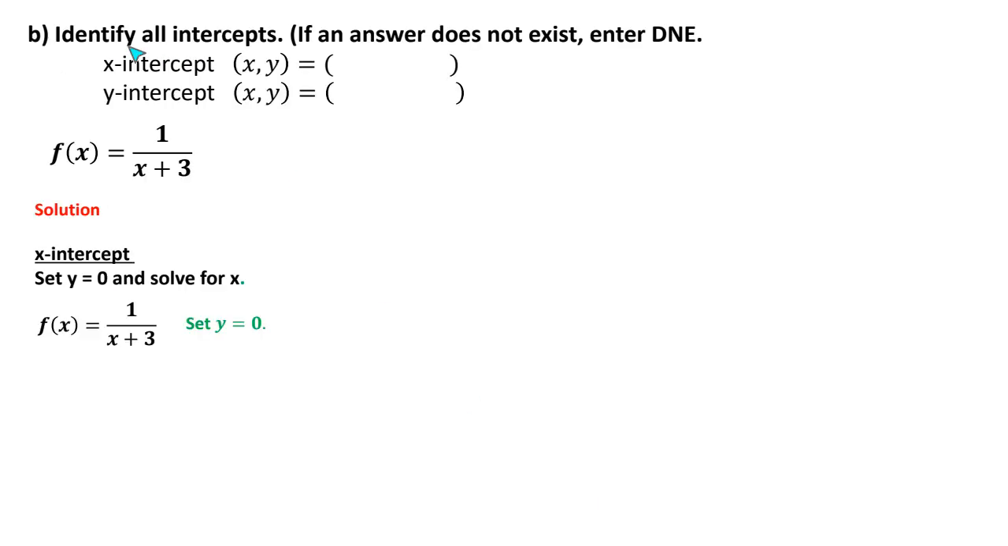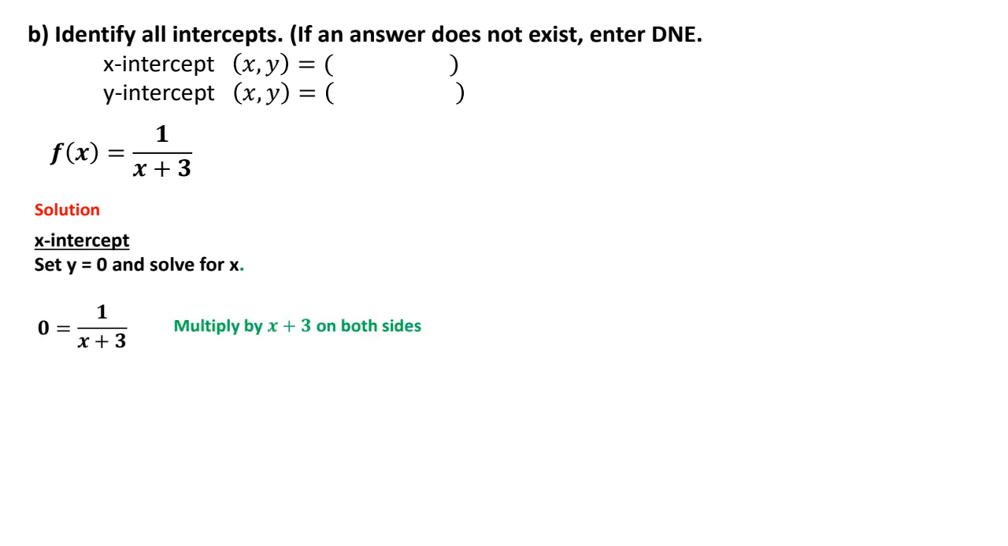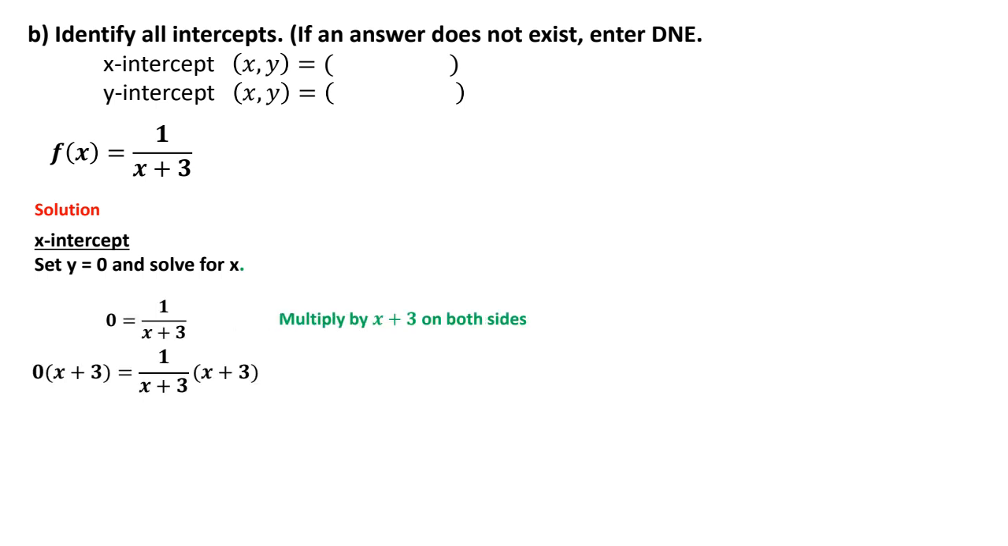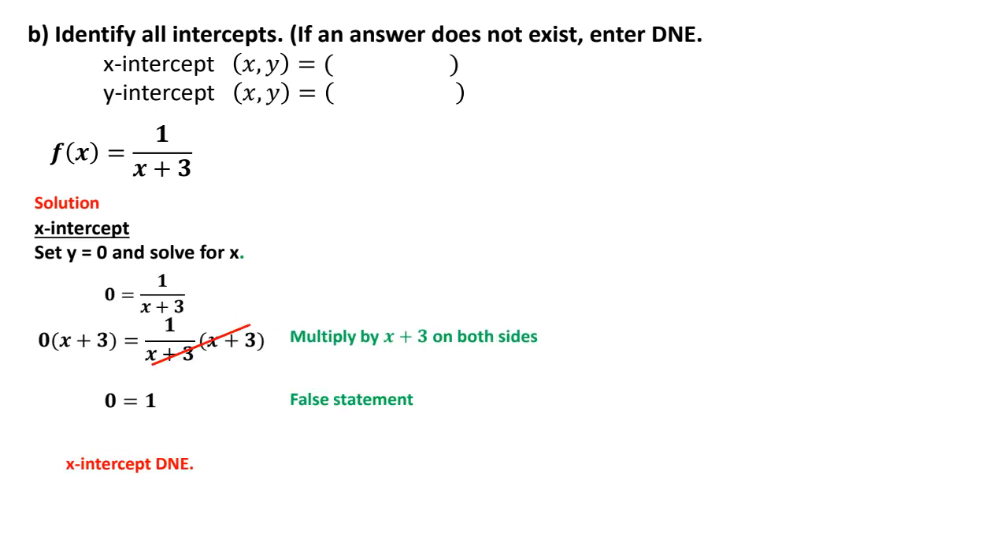For B, it says identify all intercepts. The first one is the x-intercept. Remember that to find the x-intercept, we let y equal 0 and solve for x. So we set f of x equal to 0, and then multiply by x plus 3 on both sides. We end up with 0 equals 1, which is a false statement. So what this means is that there's no x-intercept.